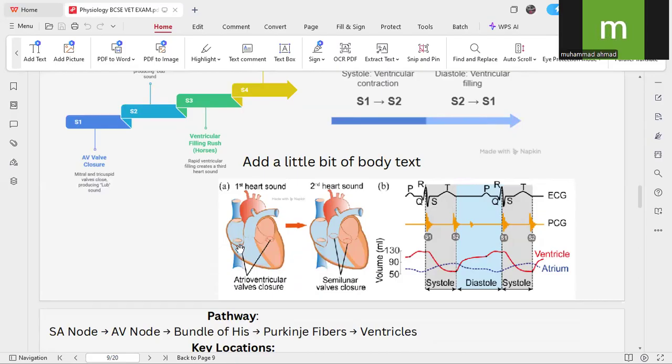This is the atrioventricular valves between the left and right chambers of the heart. These are the semilunar valves, between the right ventricle and the pulmonary artery, and between the left ventricle and the aorta. So when the mitral and tricuspid valves close, it produces the lub, and when the semilunar valves close, it produces a dub sound.